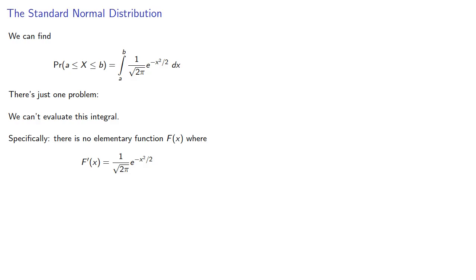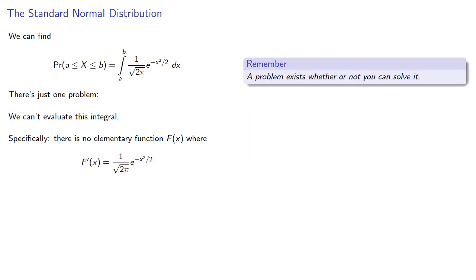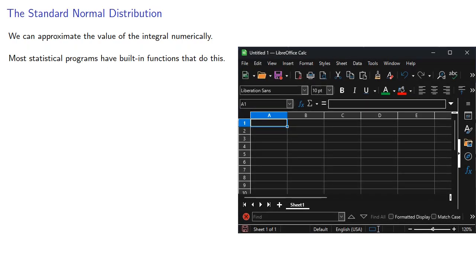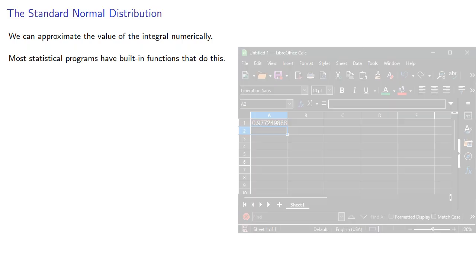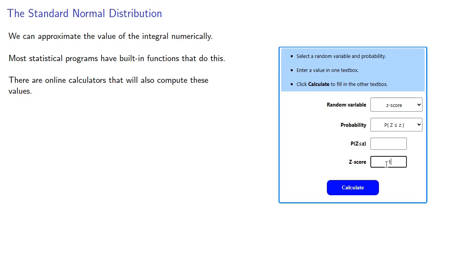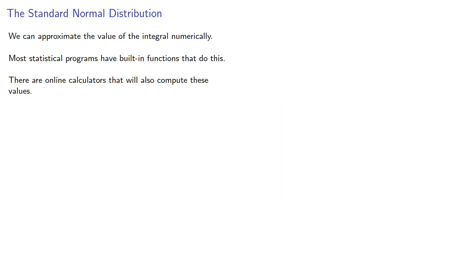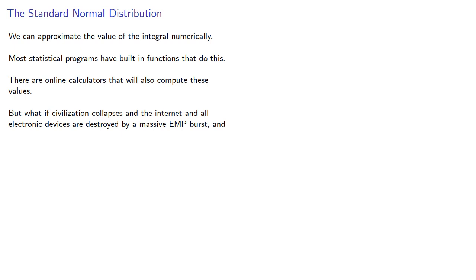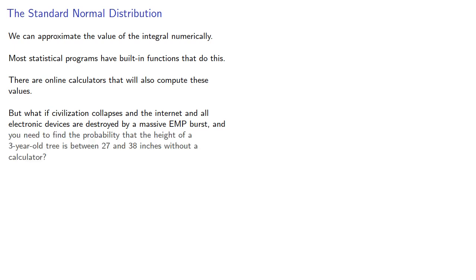Well, remember, a problem exists whether or not you can solve it, so how can we use the normal distribution? To do that, we can approximate the value of the integral numerically. Most statistical programs have built-in functions that do this, and there are online calculators that will also compute these values. But what if civilization collapses and the internet and all electronic devices are destroyed by a massive EMP burst, and you need to find the probability that the height of a 3-year-old tree is between 27 and 38 inches without a calculator? What would you do then?